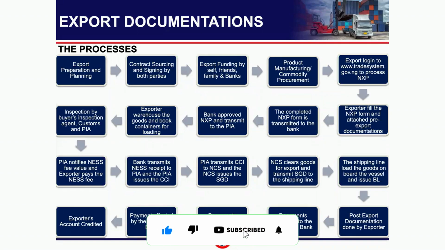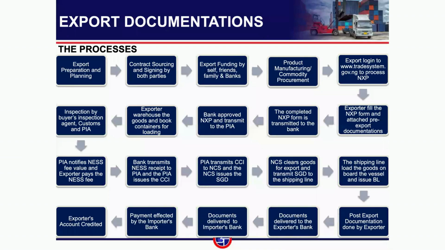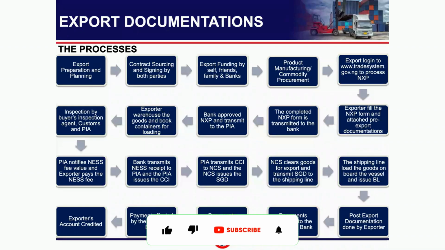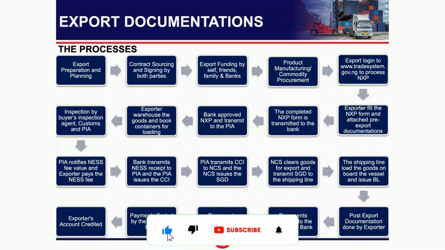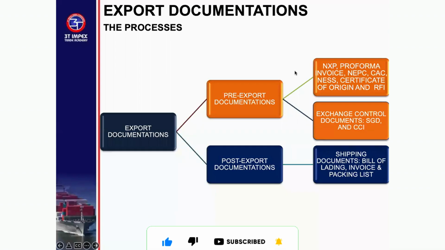When I get a buyer, I raise funding. Product and manufacturing: after I raise funding, I go to produce or procure. When I finish production and the goods are ready for export, I go to the platform created by CBN to apply that I want to export. And that's on tradesystem.gov.ng. I go there to apply that I want to export. I fill the form and attach the pre-export documentation.